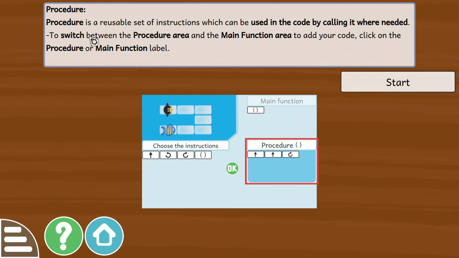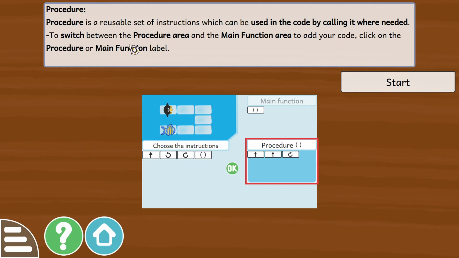So now we've got a procedure, which is a reusable set of instructions that can be used in the code by calling it where it's needed. In a computer program, it might be a function of saying print some text to a screen, or write a file, or encrypt this data. Whatever this data is, we're going to use the same key and method to encrypt it.